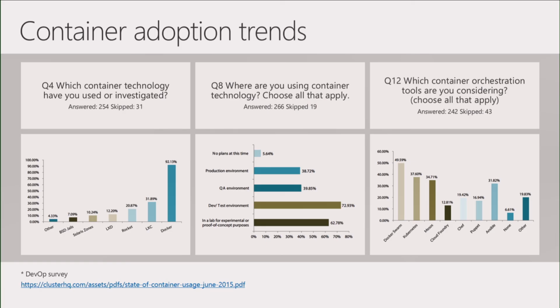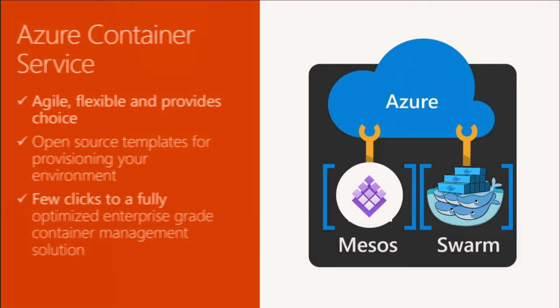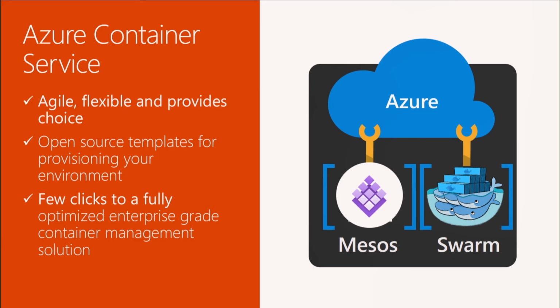And this has led to the creation of orchestration technologies like Docker Swarm or Kubernetes or Mesos DCOS. And in Azure, we have taken advantage of those open source orchestration technologies and we've built a service on top to help you orchestrate and manage your container-based applications. And we're unique in our service because we allow you to choose the orchestration engine that you prefer. So it's not a black box. You can say, I want to use Docker Swarm. I want to use Mesos DCOS. It's your choice. And it's really easy, within a couple of clicks, to dive right into container management and deploy your containers in production.